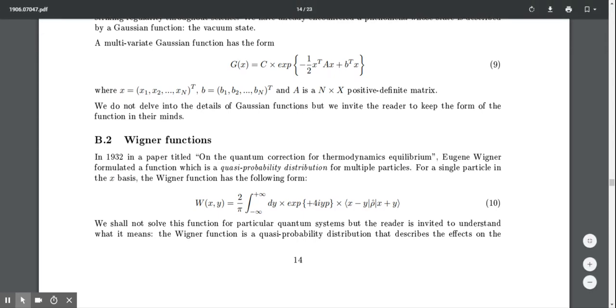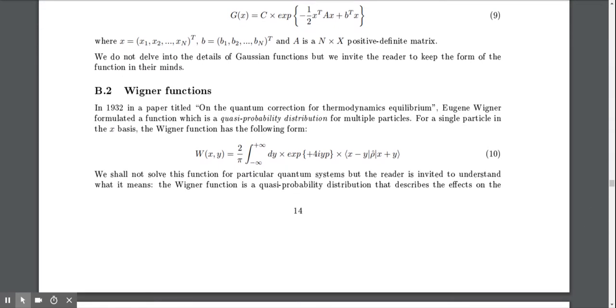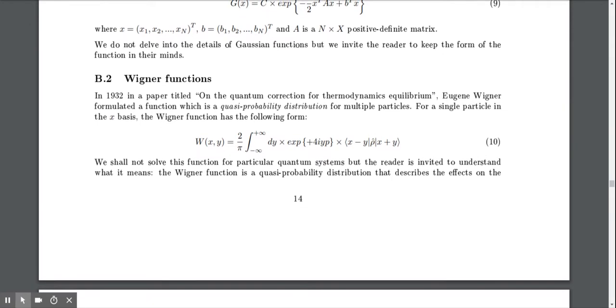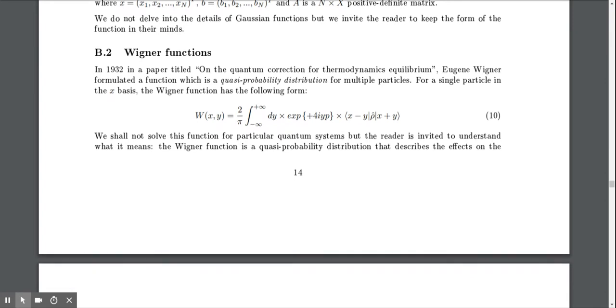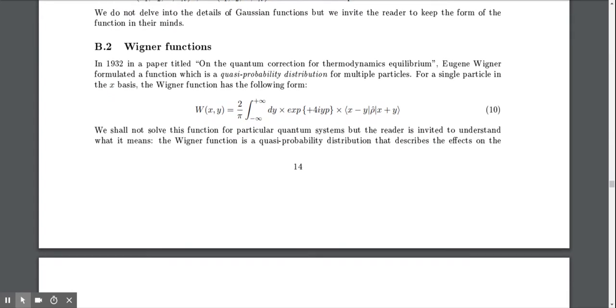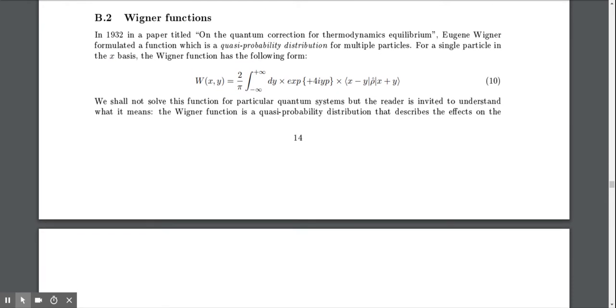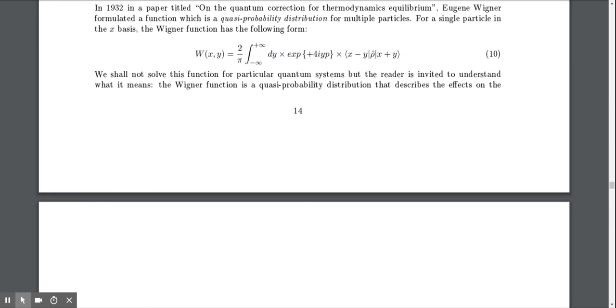Okay, so no details. Wigner function: in 1932, in a paper titled On the Quantum Correction of Thermodynamic Equilibrium, Wigner formulated a function which is a quasi-probability distribution for multiple particles. For a single particle in the x basis, the Wigner function has the following form. We should not solve this function from the quantum state, but the reader is invited to understand what it means.